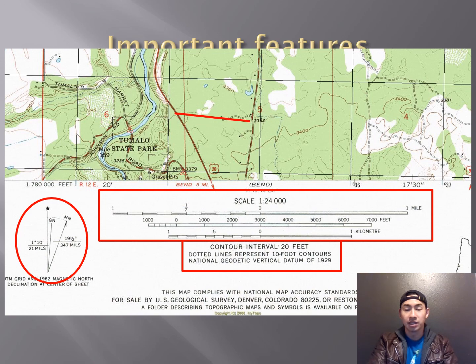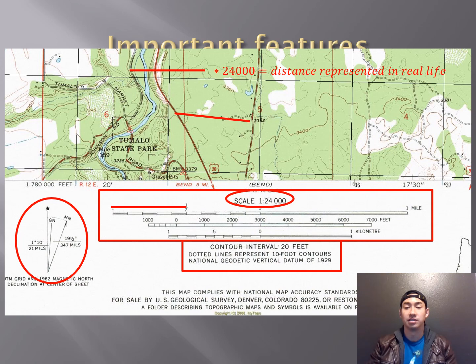For example, if we take a measurement and line it up with the scale, we can see that that line is exactly half a mile. And if we use the scale portion, and let's assume that the red line that we measured on the map is 1 inch, we can say that it represents 24,000 inches in real life.